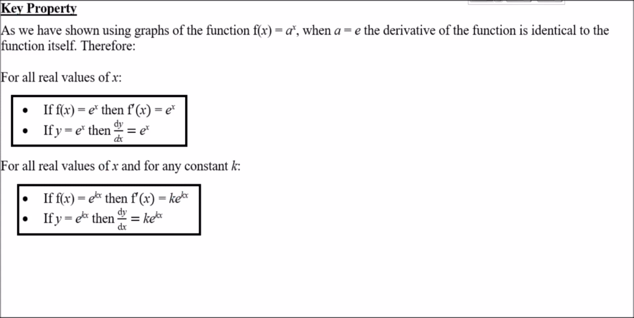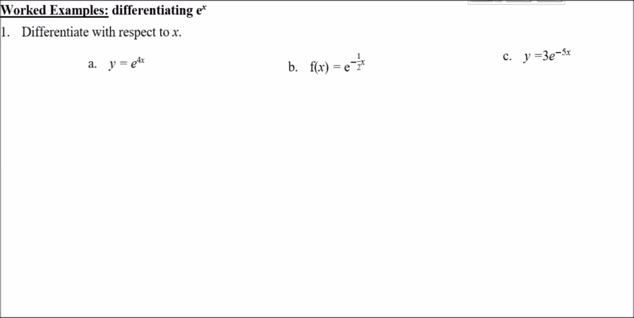So we're going to show you this with a few examples. So first of all, differentiate y equals e to the power 4x. So this one here, all that happens is the 4 gets brought to the front of the function. So dy by dx, this 4 gets brought down, we have 4e to the 4x. So that's it for part A.